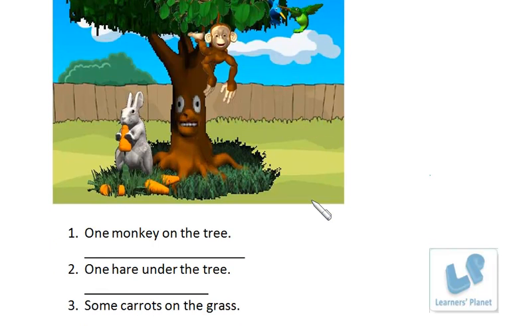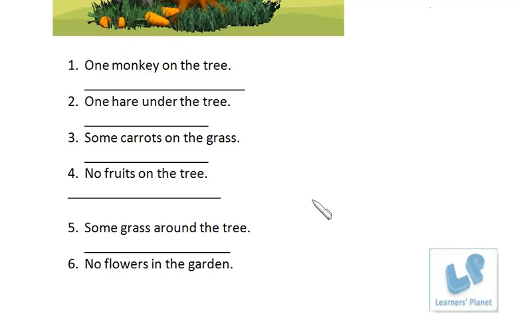Right, there is a monkey on the tree, there is a hare under the tree, there are some carrots on the grass, there isn't any fruit on the tree, there is some grass around the tree, there aren't any flowers in the garden.